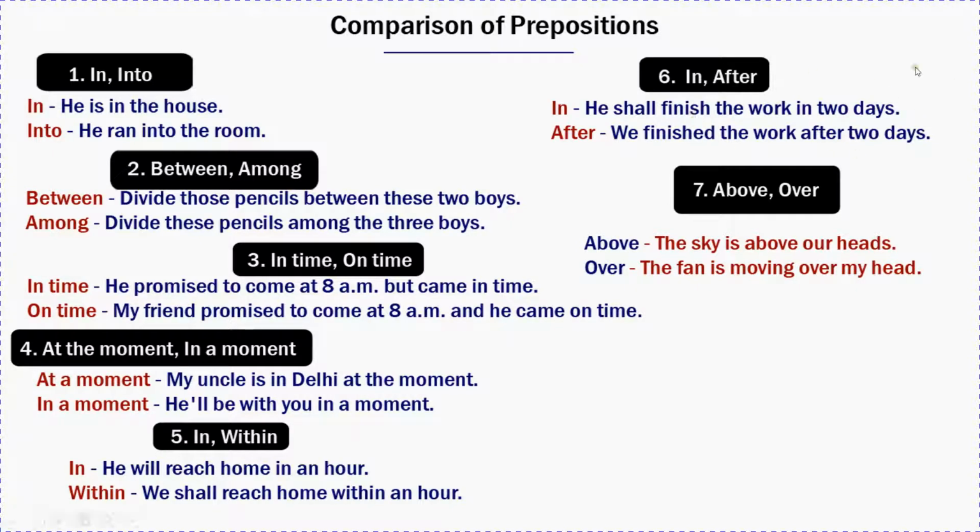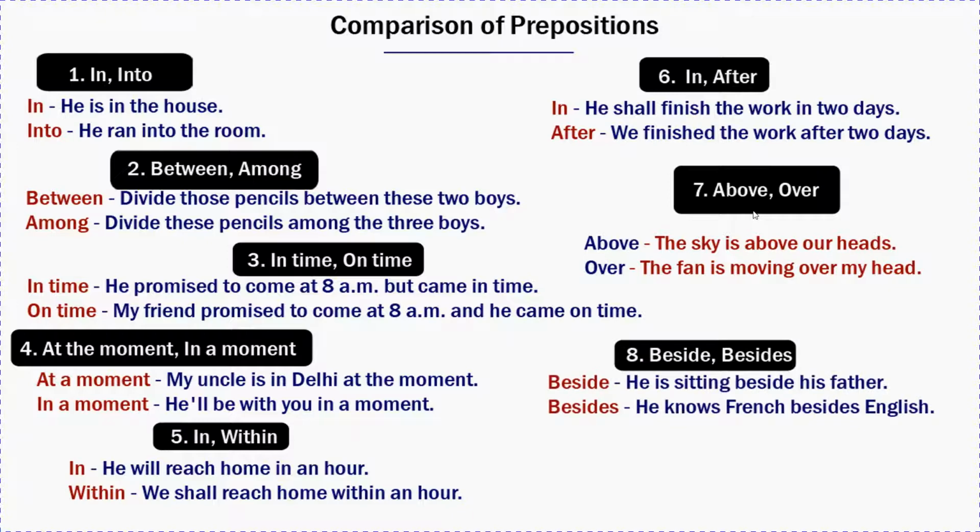Now above and over, already I have explained you. Above means at a higher level, the sky is above our heads. And over, the fan is moving over my head, exactly over your head. Beside and besides. Beside means he's sitting beside his father. This is the example. Beside means you can say next to or near to. Like he is sitting near to his father, next to his father. So beside means next to or near to.